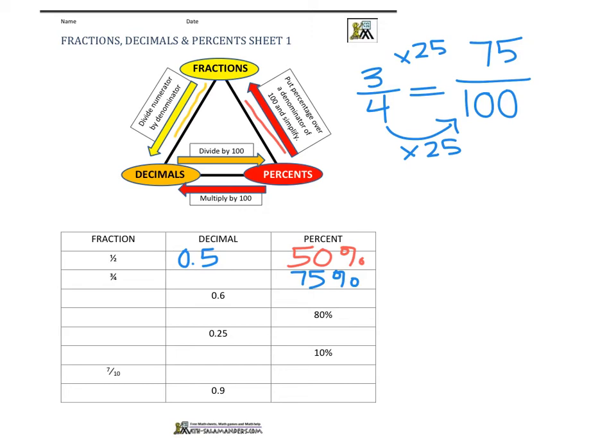Now as far as the decimal goes, I'm reading this fraction 75 100ths, and I can just write that in decimal notation. I know that we have no whole numbers. I know that 100ths is 2 places to the right of the decimal. 75 is a 2-digit number, so I just simply put the 7 and the 5 in the correct places, and our decimal is 0.75 or 75 100ths.